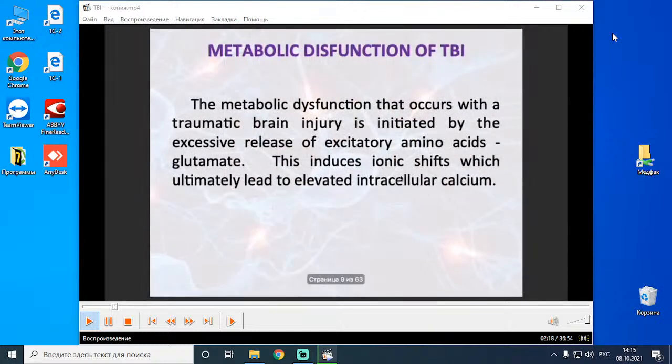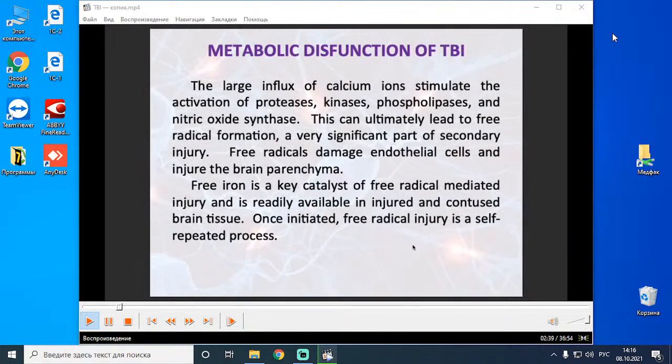Next one. Metabolic dysfunction of TBI. The metabolic dysfunction that occurs with traumatic brain injury is initiated by the excessive release of excitatory amino acids, glutamate. These induce ionic shifts, which ultimately lead to elevated intracellular calcium. The large influx of calcium ions stimulates the activation of proteases, kinases, phospholipase, and nitric oxide synthase.